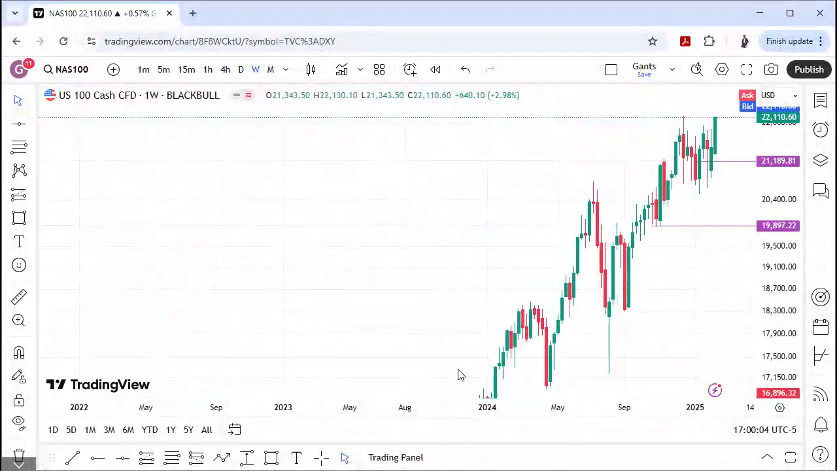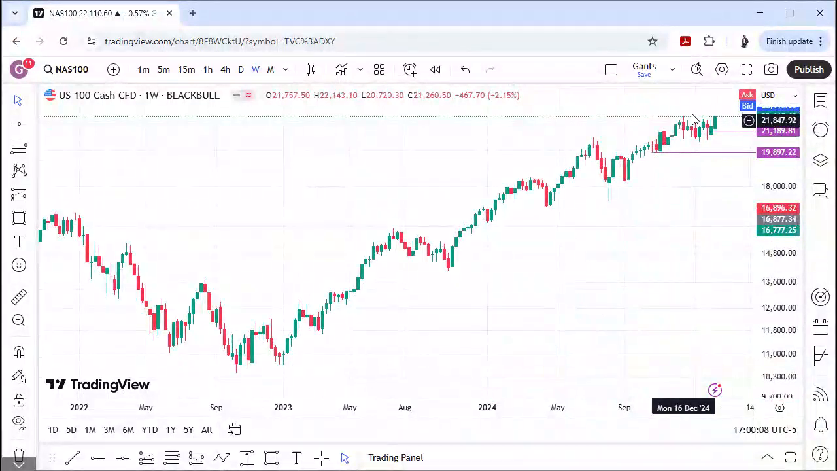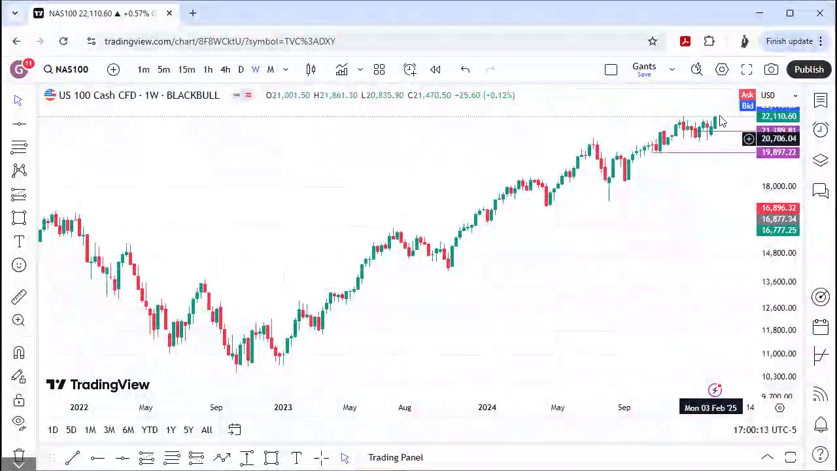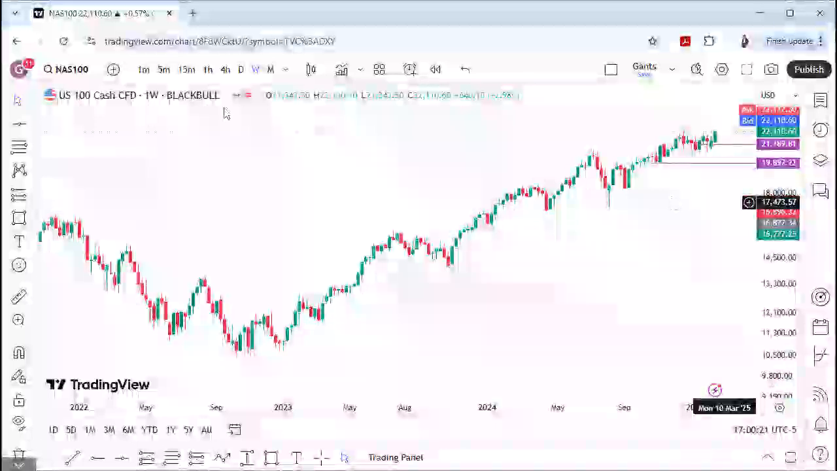Next, we have the bullish movement as well for NASDAQ 100. It was bullish last week, created equal highs with the high on 16th of December. So I want to see it trade through it. I want to see it trade through it to the 22,200 level.